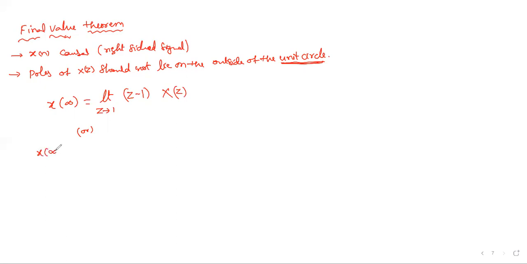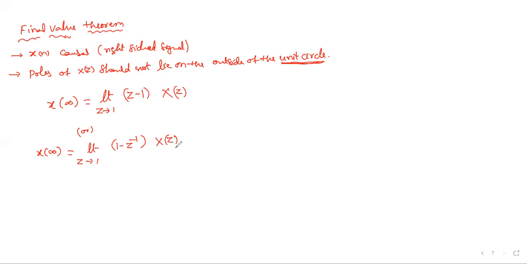Or you can write it as x of infinity is equal to limit z tending to 1, 1 minus z inverse into x of z. If it is given in terms of z inverse, this is also possible. So now all the poles should lie inside the unit circle. If any pole lies outside the circle, we cannot apply this final value theorem. Right. So now we will see a numerical based on the initial value and final value theorem.